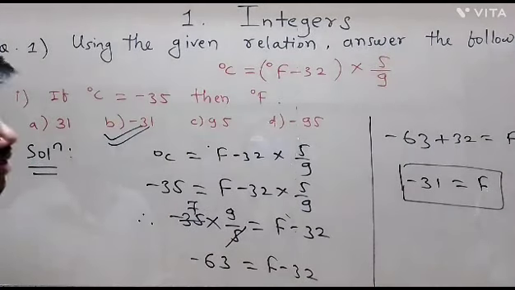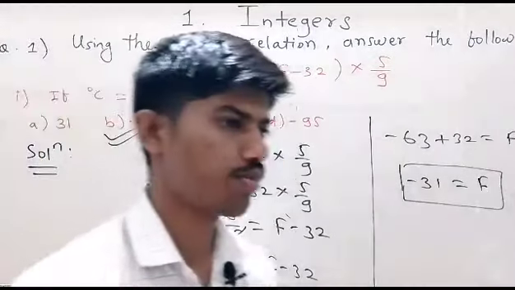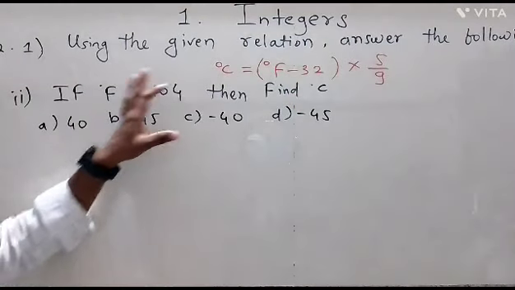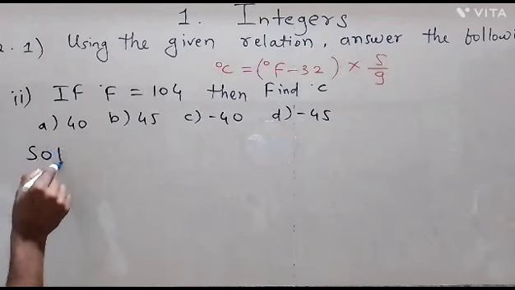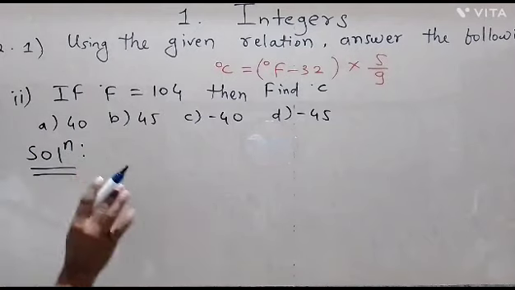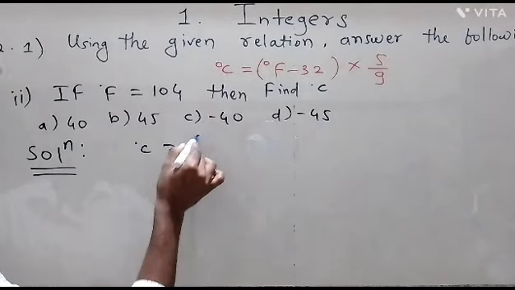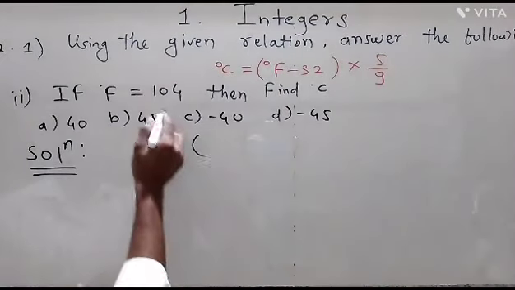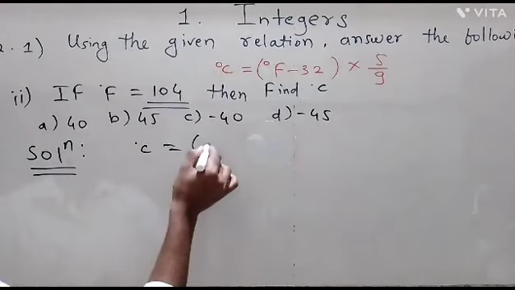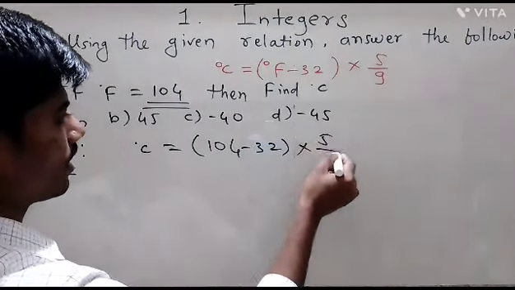I hope you have got this one. Next, we are moving towards the next question. The formula is the same here, they have provided it. I hope this is visible for you, so just focus over here. Degree Celsius is equal to, inside the bracket, Fahrenheit. Instead of finding the Fahrenheit, we are putting the value: Fahrenheit is 104, so 104 minus 32 into 5 by 9.